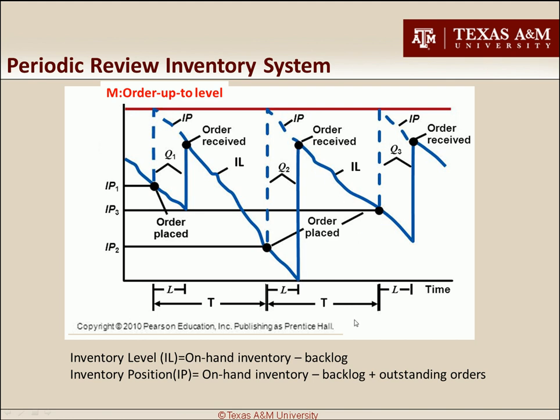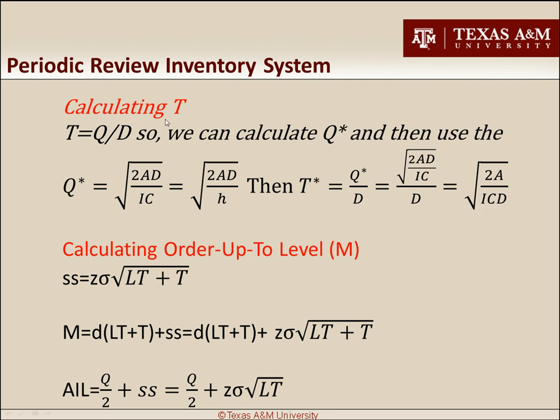So in order to operate a periodic review inventory system, we need to determine T and the order up to level M. Now you could choose any T and any M, of course, but we are trying to find the optimum T, the review interval, and the optimum order up to level, to minimize our total cost. Calculating T, you can use the relationship between Q and D. T, the review interval, is equal to Q over D.